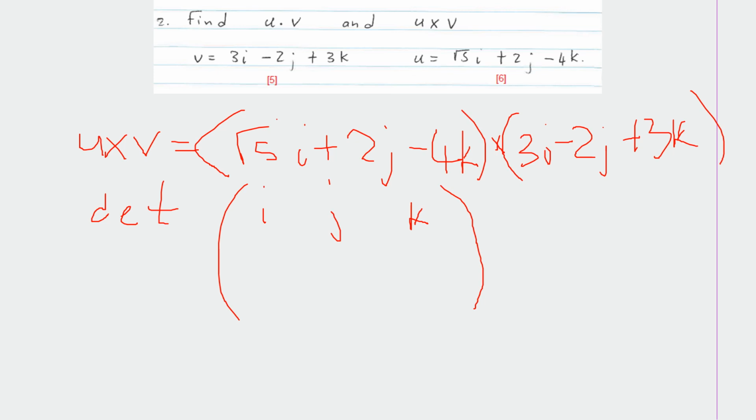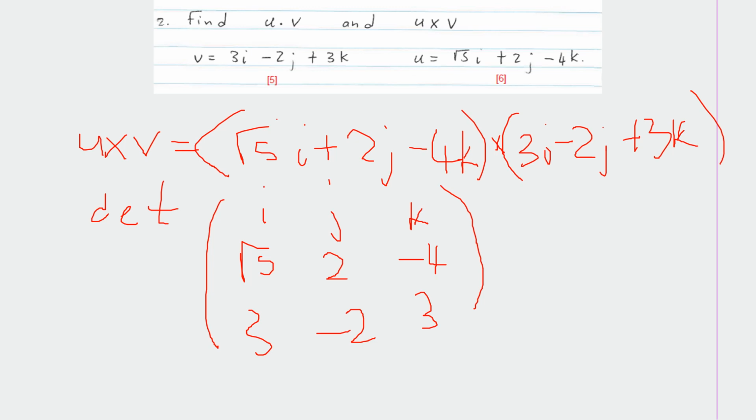So here on this row you're going to write the coefficients of i, and then here the coefficients of j, and then also here the coefficients of k. So now let's write: the coefficients of i are square root of 5 and 3. The coefficients of j are 2 and negative 2. And the coefficients of k are negative 4 and 3.